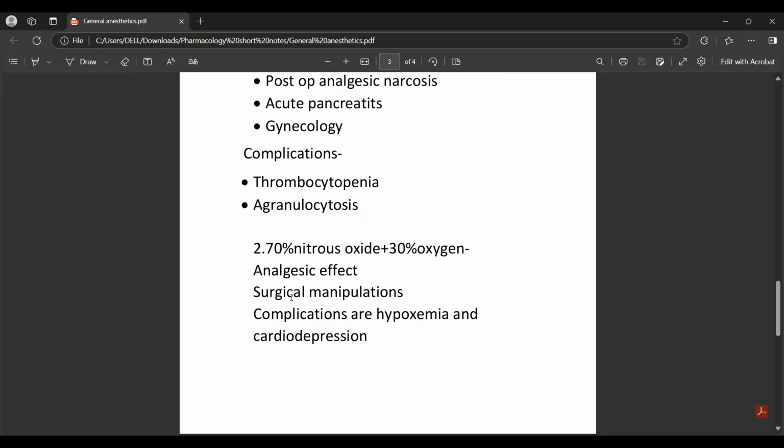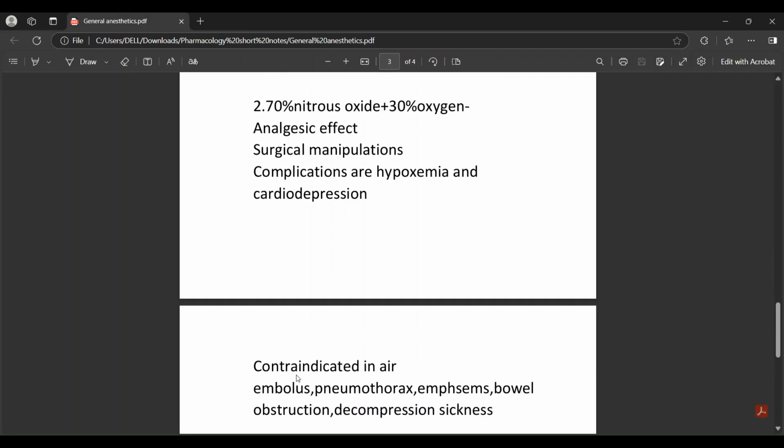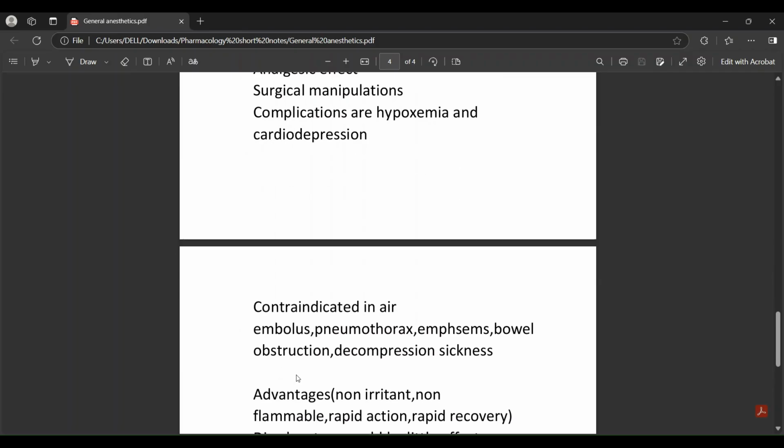Next, 70% nitrous oxide and 30% oxygen. What we mainly achieve by this is an analgesic effect. Normally, we use this proportion for surgical manipulation. There are complications like hypoxemia and cardiac depression. Cardiac arrest could occur. They are contraindicated in air embolus.